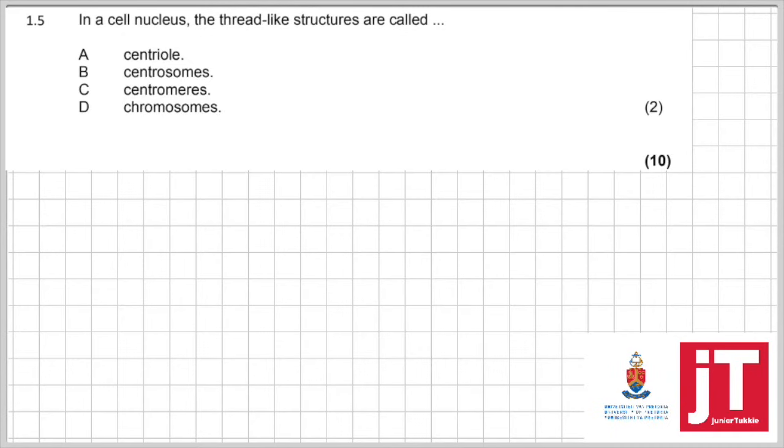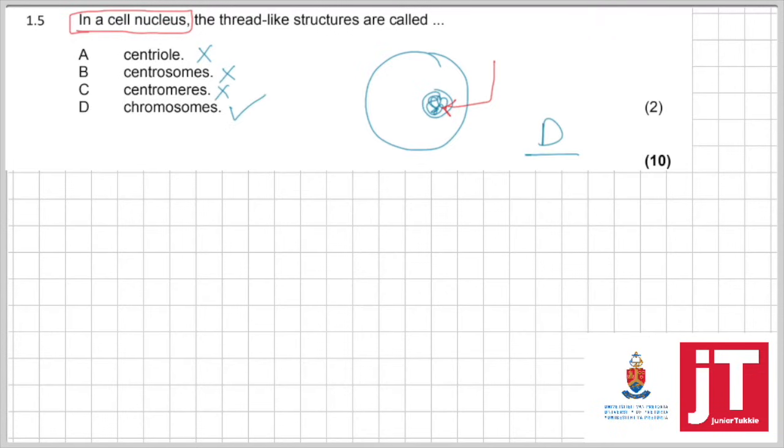Now, if we're not too sure, the best thing to do is do a quick diagram. So if we had to draw a cell, and we know the nucleus is more or less in the middle, it's one of the big organelles, and we have the chromatin network inside the nucleus, and I've just colored it in. So we're looking for structures in the nucleus. So a centriole, centrosome, and centromere are not found in the nucleus. The only option there is the chromosomes, which makes it option D.